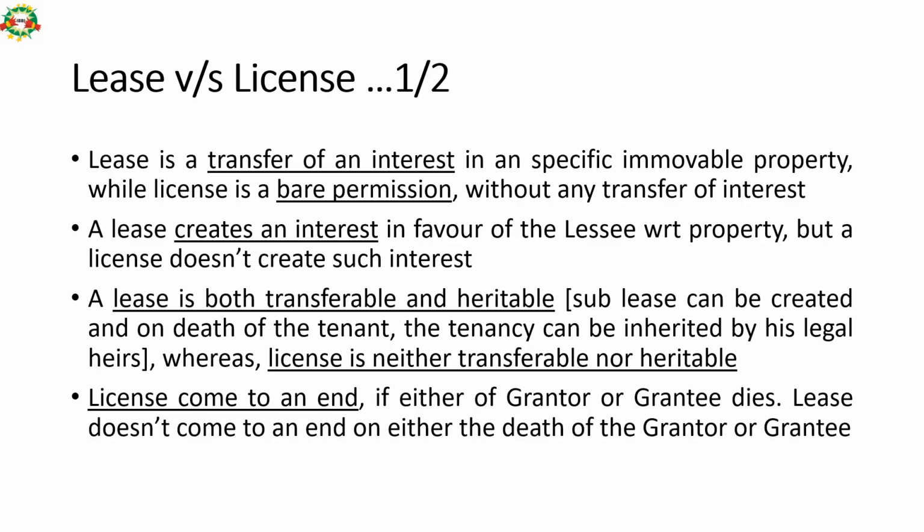A license comes to an end if either the grantor or the grantee dies. A lease doesn't come to an end on the death of either grantor or grantee. So basically, because of these benefits of license, the majority of landlords give their house on rent on license instead of lease, just because of the benefits of license over lease, right? So these are a few comparative points between lease and license. A few more points are there on the next slide.